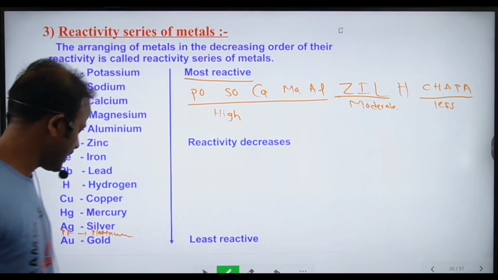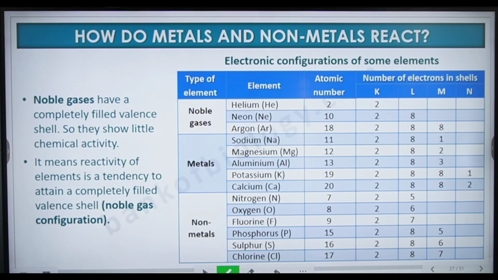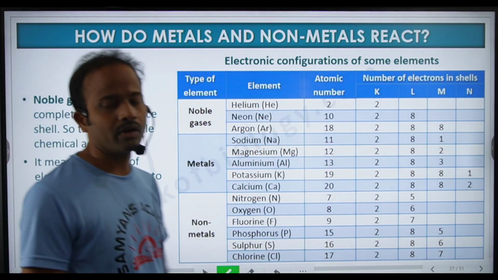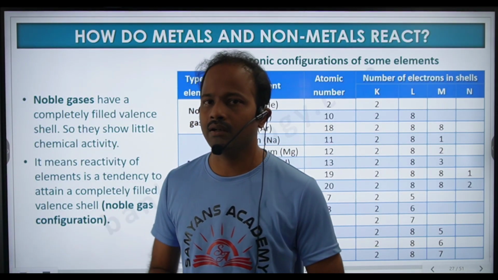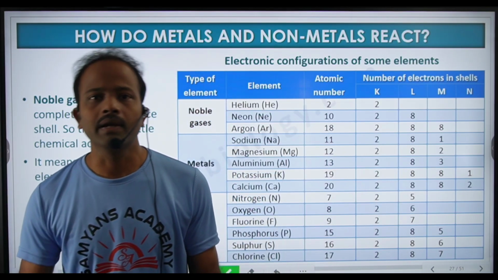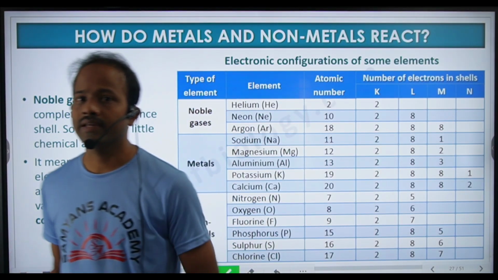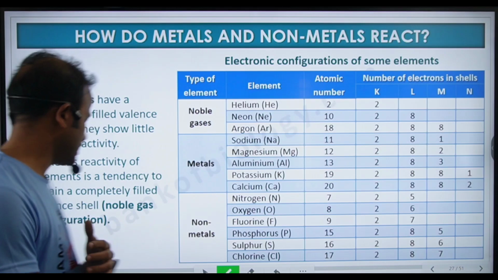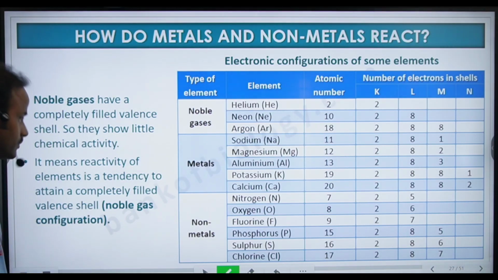Okay, valuable metals have less reactivity. Now you come to here, how do metals and non-metals react with each other? When you combine a metal with a non-metal, they can react with each other and form metal ionic compounds. We can see here that metal ionic compounds can form, right?